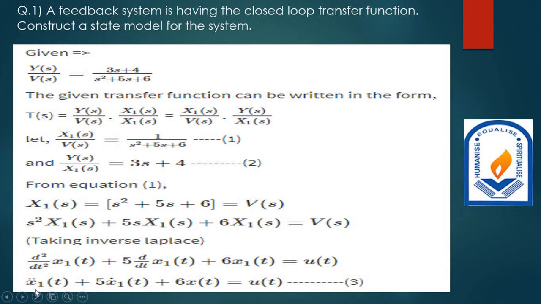Now we can write the double derivative as x1 double dot, that means the second derivative, x1 dot means the first derivative, and x1 of t directly, so x1 double dot plus 5 x1 dot plus 6 x1 equal to u of t. So that is given as equation number 3.